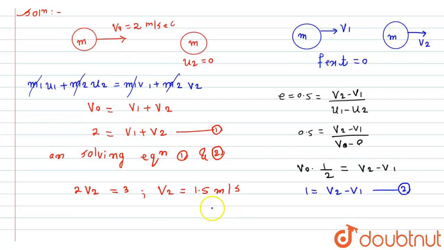Now similarly, if we substitute v2 in either of the equations, we get the value of v1 equal to minus 0.5 meter per second. The negative sign indicates that the ball will go in the negative direction, because we had considered v1 to be in the positive direction, that's why it came out negative. That is, the first ball will go in the negative direction. This is what was asked in the question. So this is the required solution.